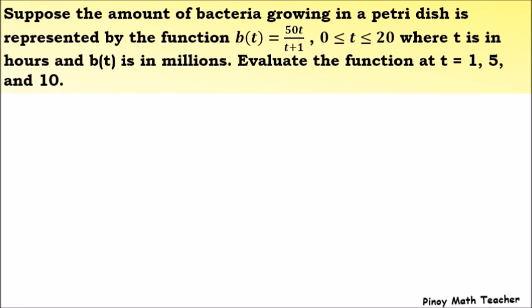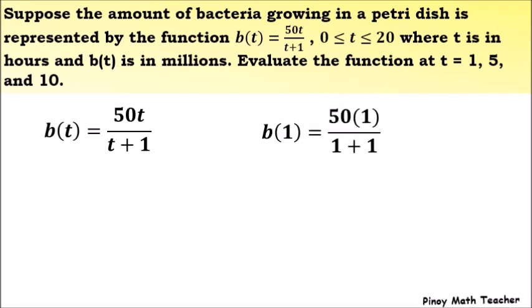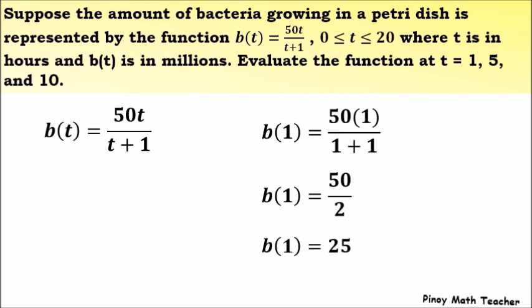Unahin na natin at t equals 1. Gusto nating malaman kung gaano karami ang bakterya sa petri dish after 1 hour. So, replace natin yung t ng 1. So, we have 50 times 1 over 1 plus 1. So, that is 50 over 2, or that is equal to 25. So, ibig sabihin, 25 million ang amount ng bakterya sa petri dish after 1 hour.